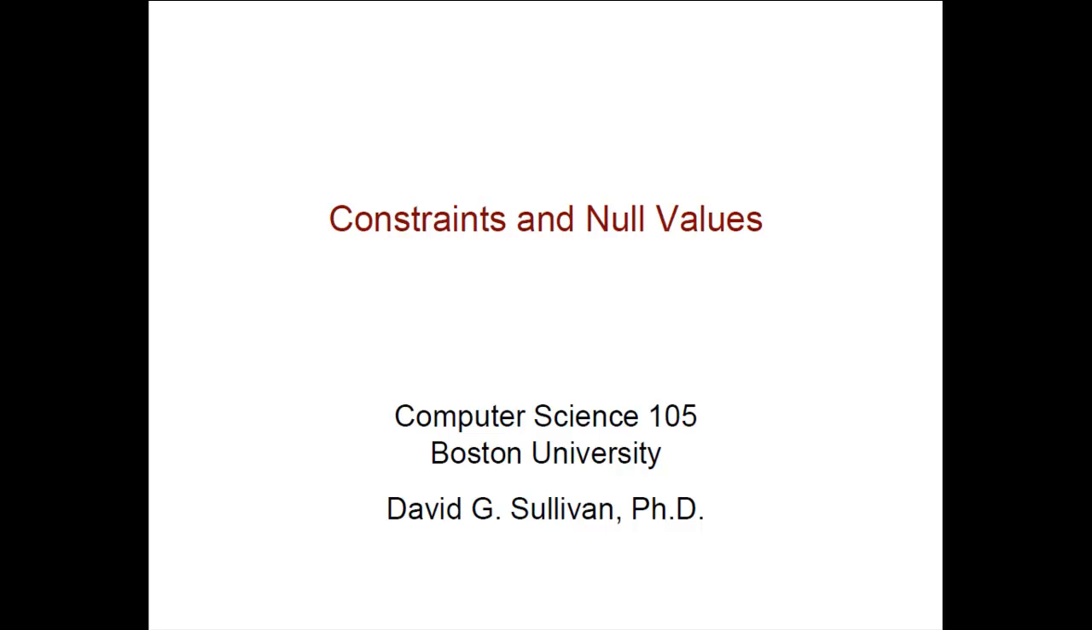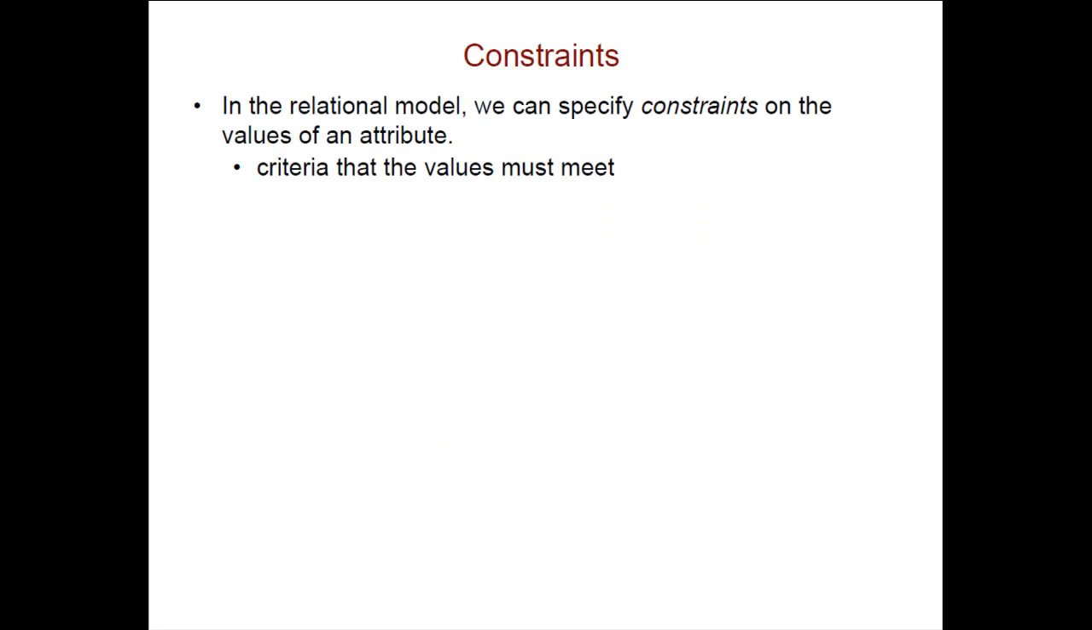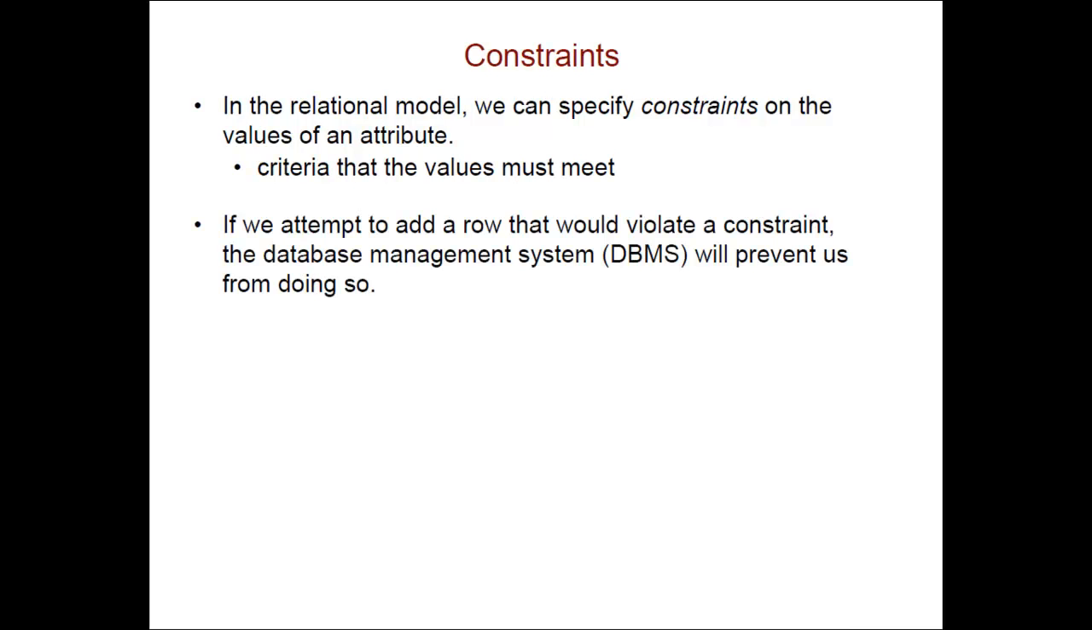In this video, we're going to look at a couple of additional aspects of the relational model. First, we're going to look at constraints that we're able to specify on the values of a particular attribute in a table. You can think of these constraints as criteria that the values in that column must meet. The database system, the DBMS, will enforce these constraints. If we try to add a row that violates one of the constraints, the DBMS will prevent us from doing so.